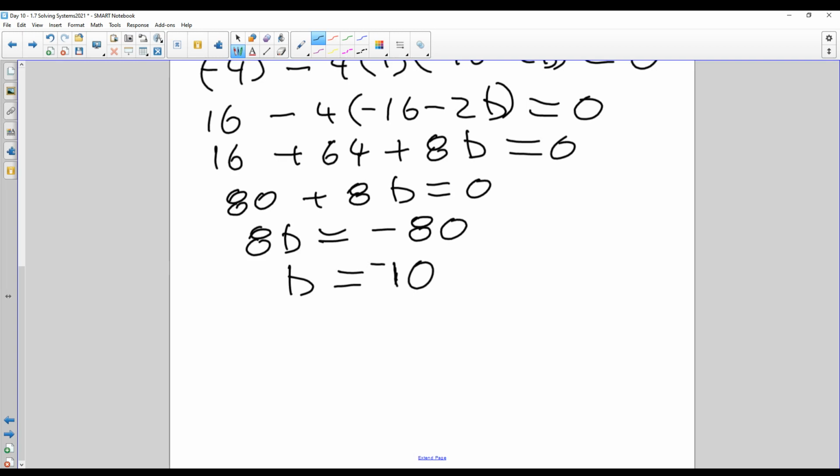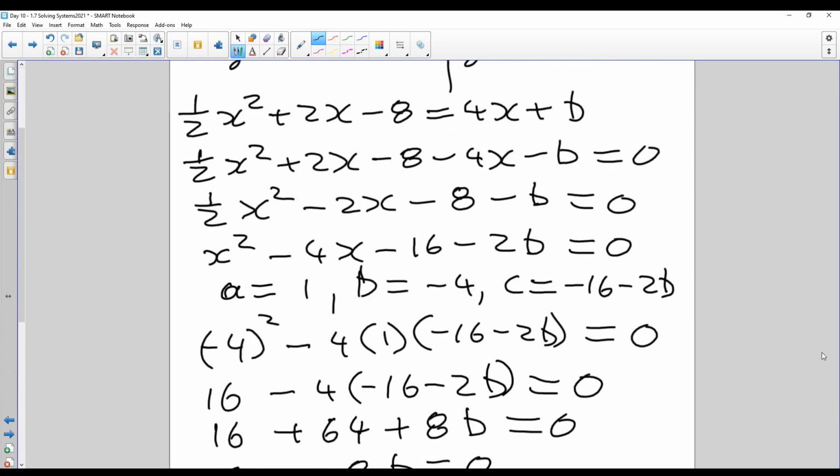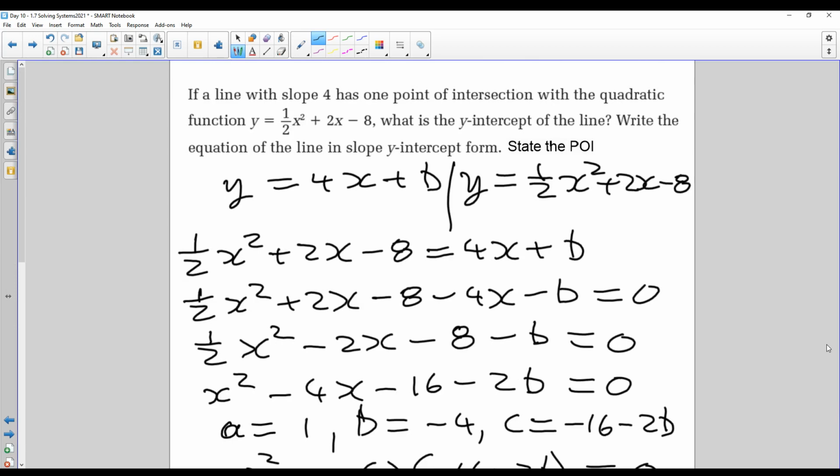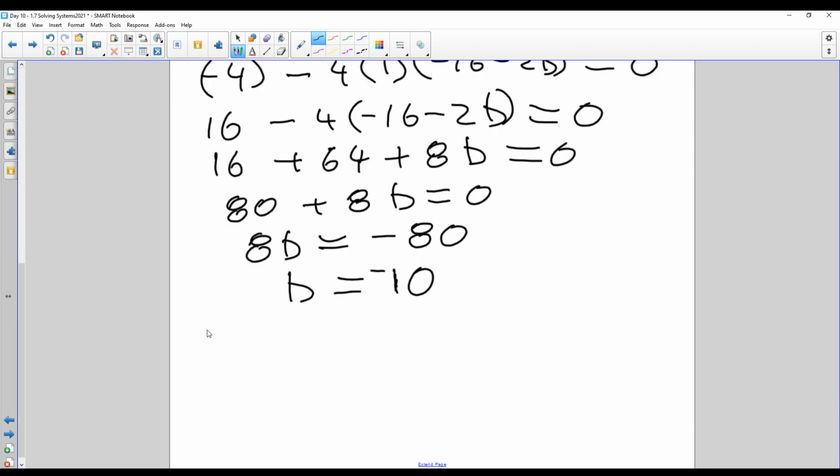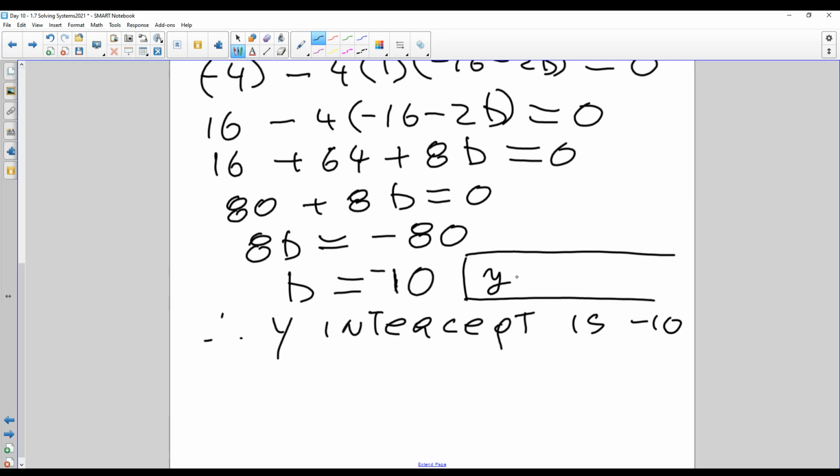So the question asked us for, what is the y-intercept of the line? So the y-intercept is just minus 10. Therefore, y-intercept is minus 10. The equation of the line is y equals 4x minus 10. And the y-intercept is minus 10. Okay.